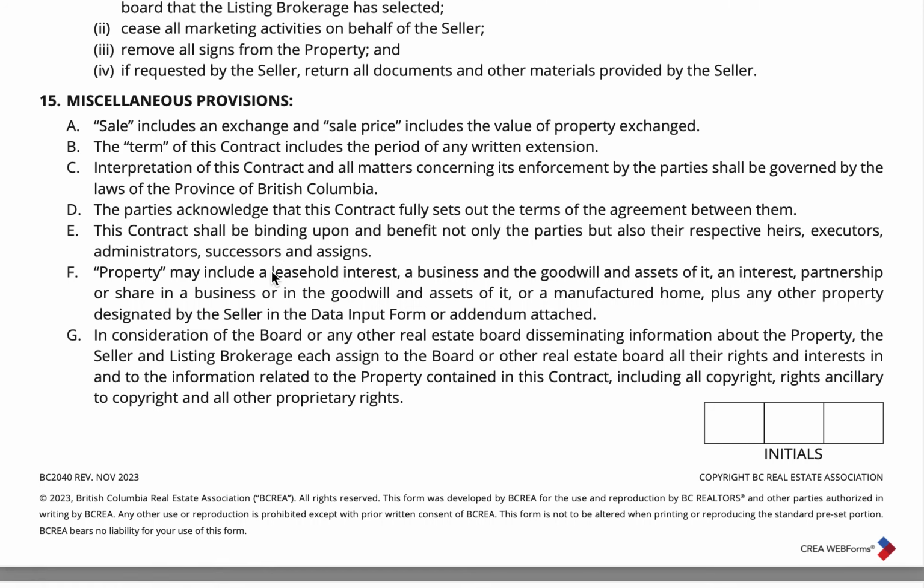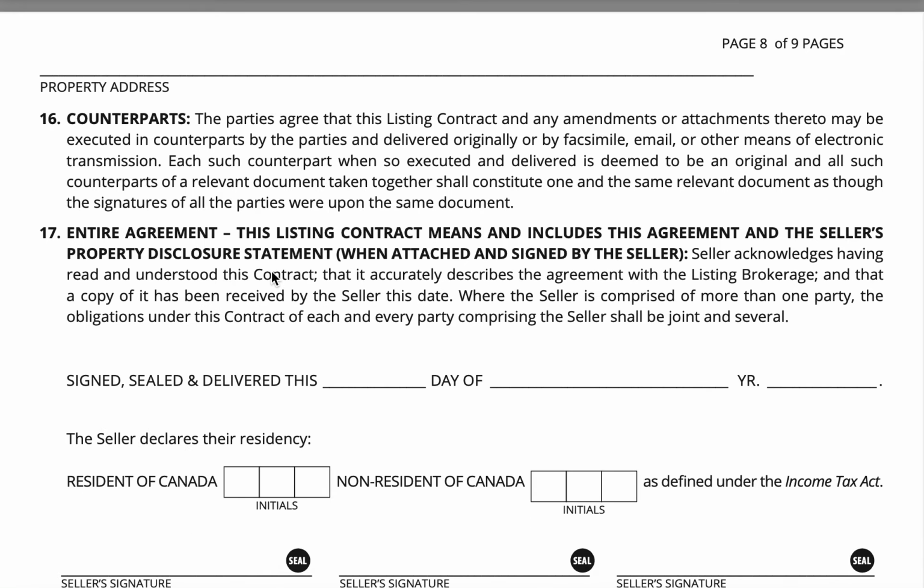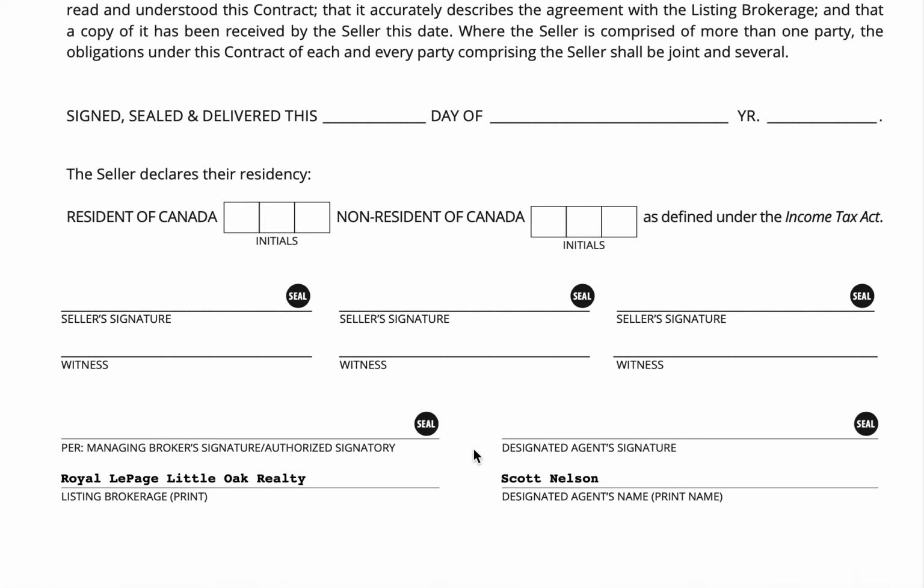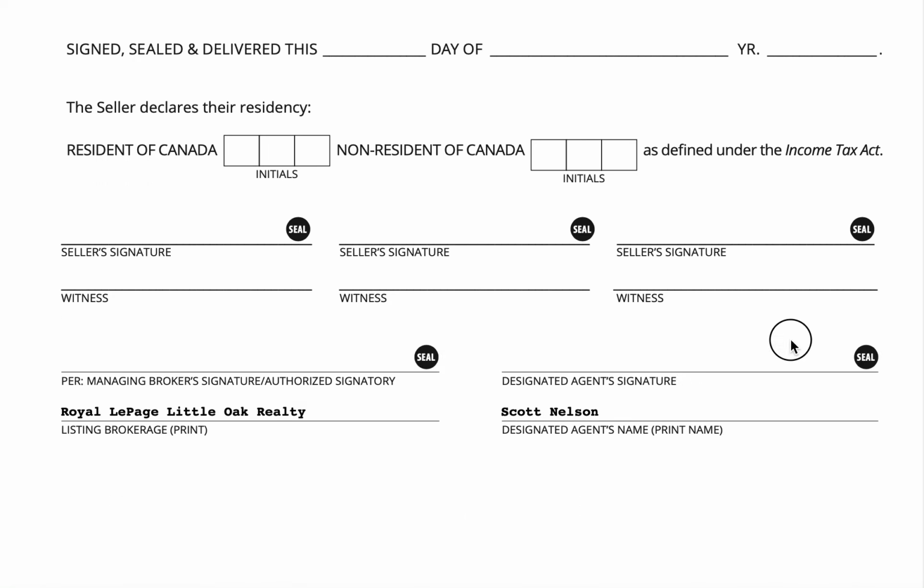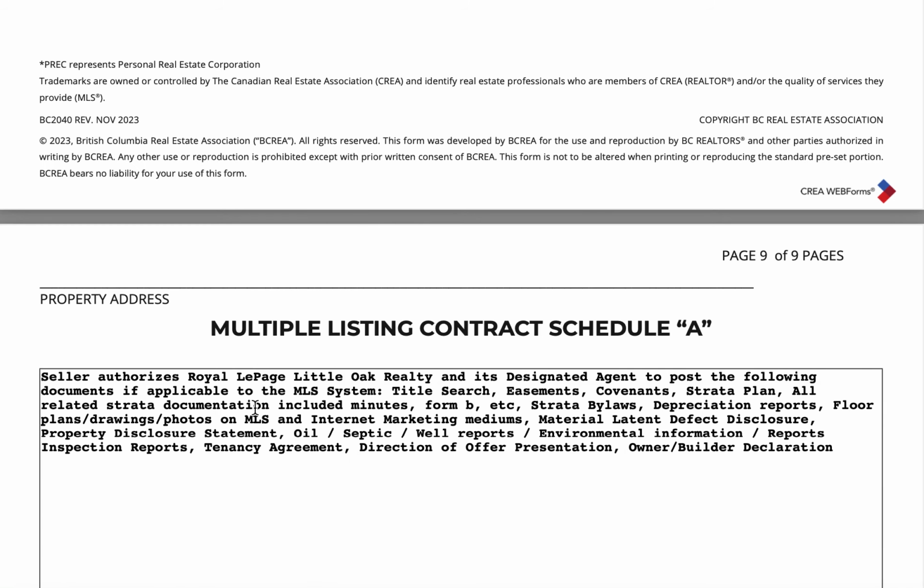Miscellaneous provisions, a couple of different definitions. Again, nothing crazy in here. We're going to sign, seal, and deliver on this date. We will initial that we're residents of Canada. Seller's signatures go here. My signature goes here, and the signature of my managing broker goes here. And then that document is done. And like I said, it's fairly simple.